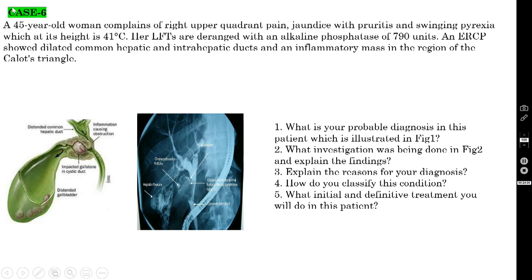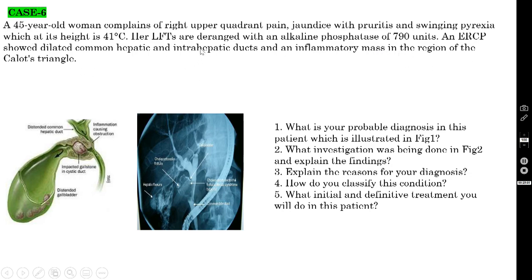Case number 6. This is a 45-year-old woman who complains of right upper quadrant pain, jaundice with pruritus, and swinging pyrexia, which at its height is 41 degrees Celsius. Her LFTs are deranged with an alkaline phosphatase of 790 units. An ERCP shows dilated common hepatic and intrahepatic ducts. It shows only common hepatic duct and intrahepatic duct dilatation and an inflammatory mass in the region of Calot's triangle.